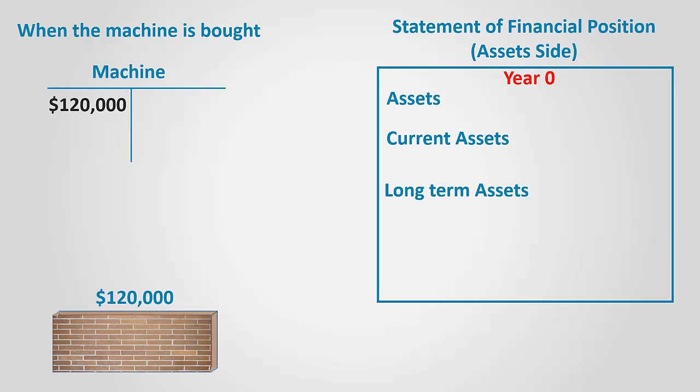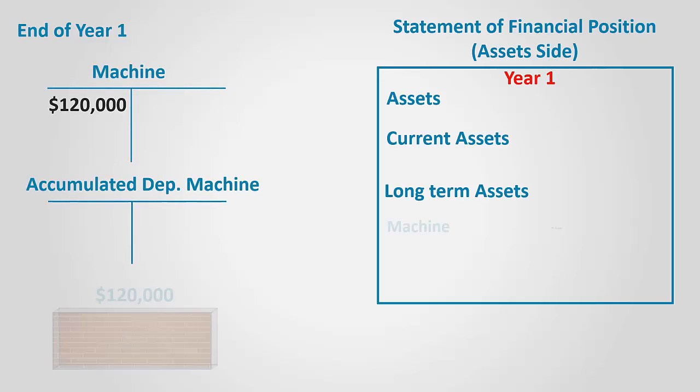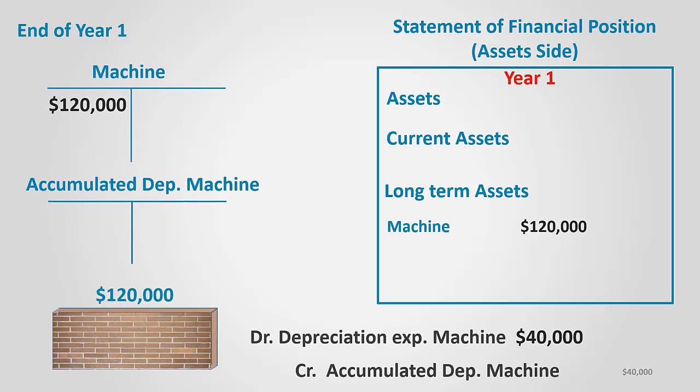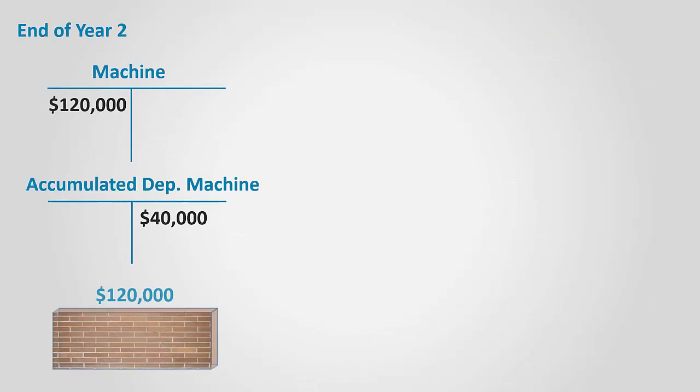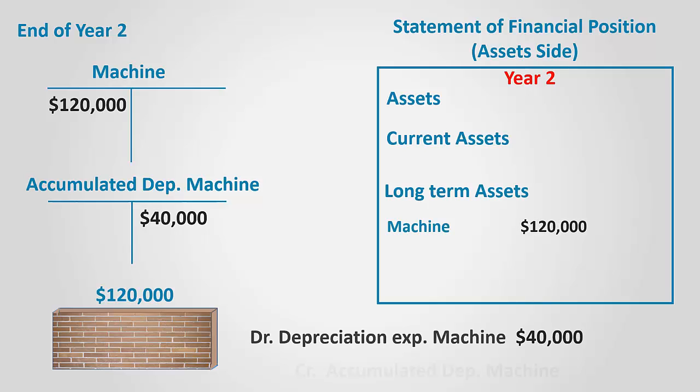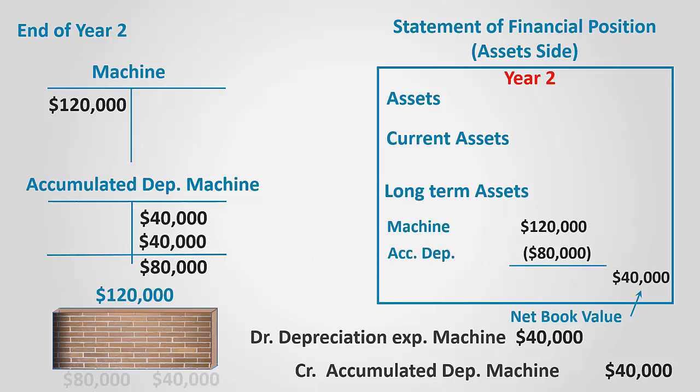When the machine is bought, its balance will appear as $120,000. After 1 year, depreciation expense is recorded by debiting its account and crediting the accumulated depreciation. The accumulated depreciation will decrease the net book value to $80,000. After the second year, depreciation expense is recorded by debiting its account and crediting the accumulated depreciation. This increases it to $80,000. Hence, the net book value will decrease to $40,000.